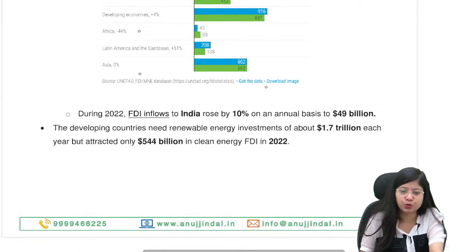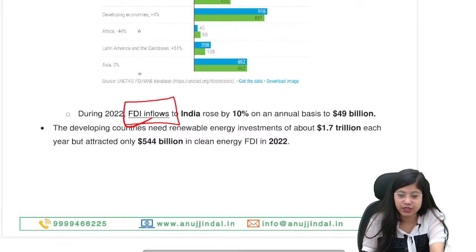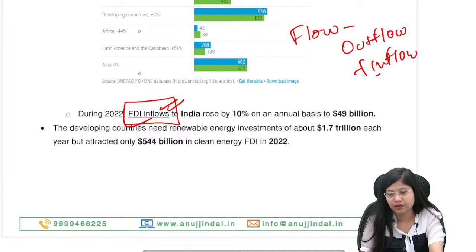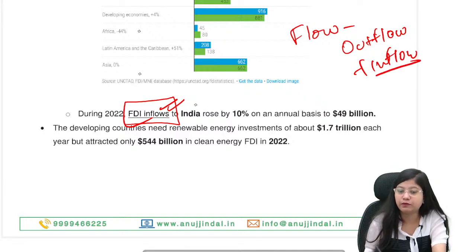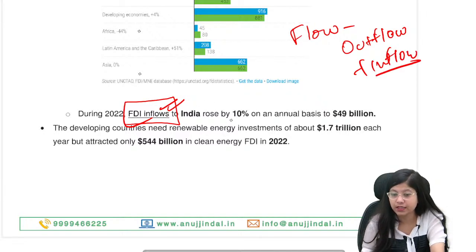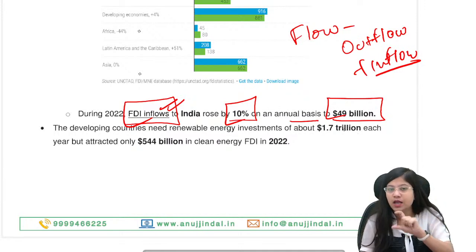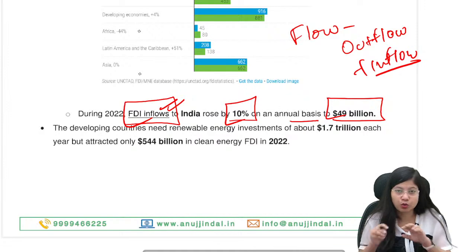During 2022, FDI inflows, pay attention here, FDI inflows are being talked about. FDI flows include both outflows and inflows, whereas here we are talking about the FDI inflows. So FDI inflows to India increased by 10% on an annual basis to $49 billion. And do remember, here we are talking about the FDI flows. We are not talking about remittances. So don't get confused in both of these data.